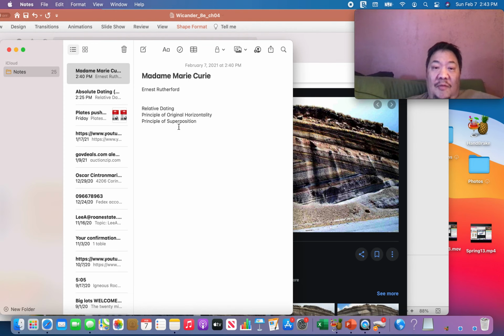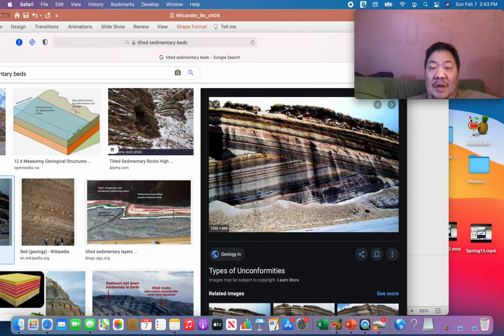So, principle of original horizontality, principle of superposition. Let's use that to determine the historical geology of this outcrop of sedimentary rocks. Okay, let's do it with me, and then turn the audio off and see if you can do it by yourself to get it down pat.